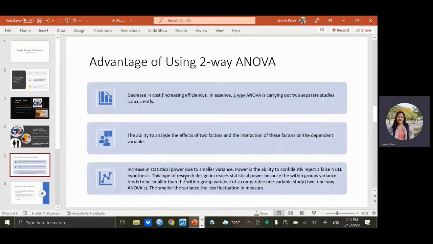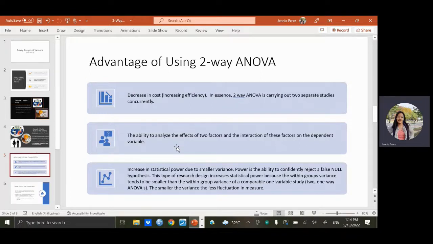So in addition to investigating how different levels of the 2 independent variables affect the dependent variable, we can test whether levels of one independent variable affect the dependent variable in the same way across the levels of the second independent variable. If the effect is not the same, we say that there is an interaction between the two independent variables.